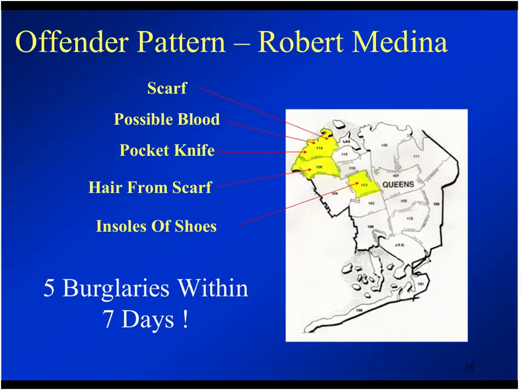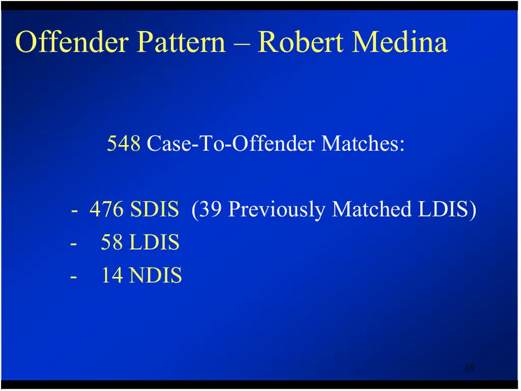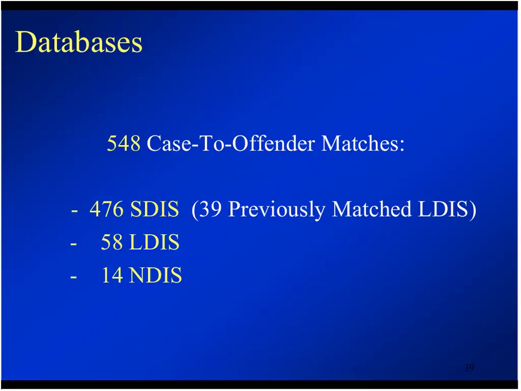One particular example of this: Robert Medina, 5 burglaries within 7 days. We estimated that he was doing over 300 burglaries a month, a professional burglar. We got his DNA off of a scarf, blood, a knife, a hair from a scarf, and he left his sneakers at a particular scene, and we were able to get DNA from the sneakers. Out of the 548 case-to-offender matches, 468 came out of CODIS.